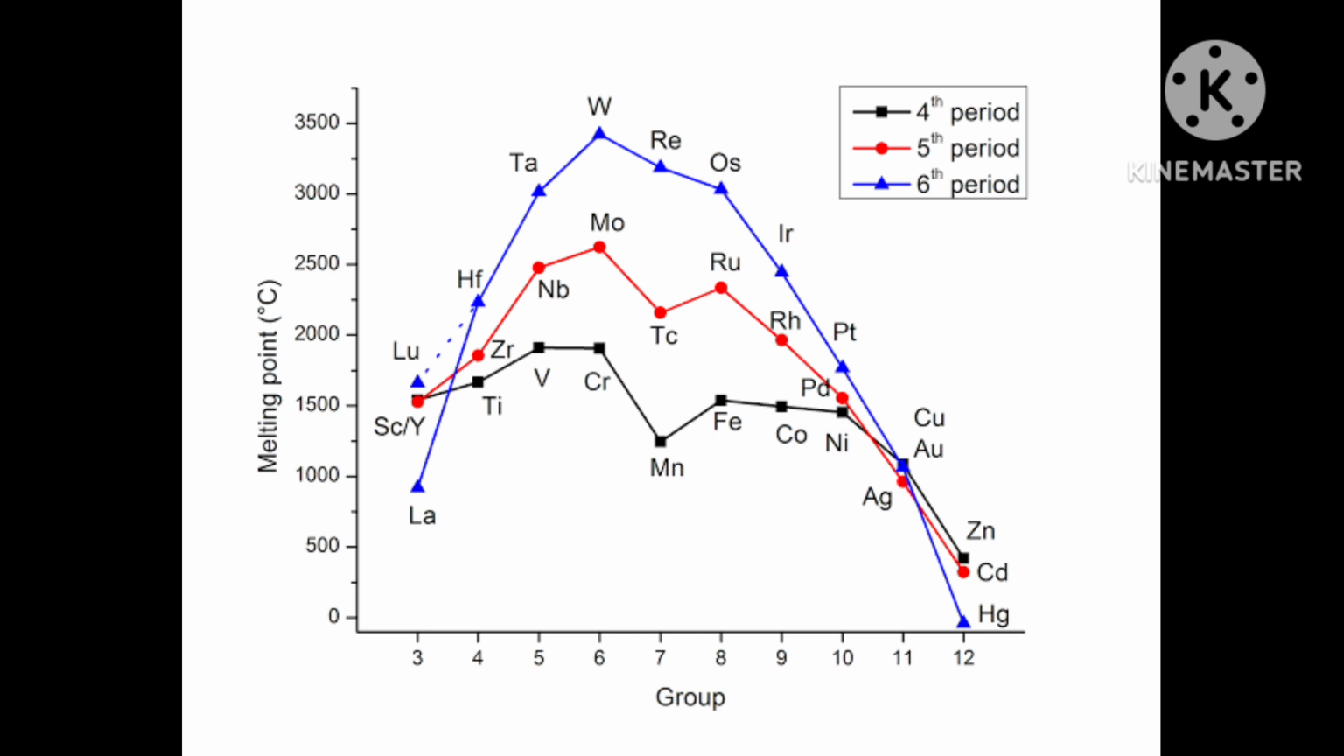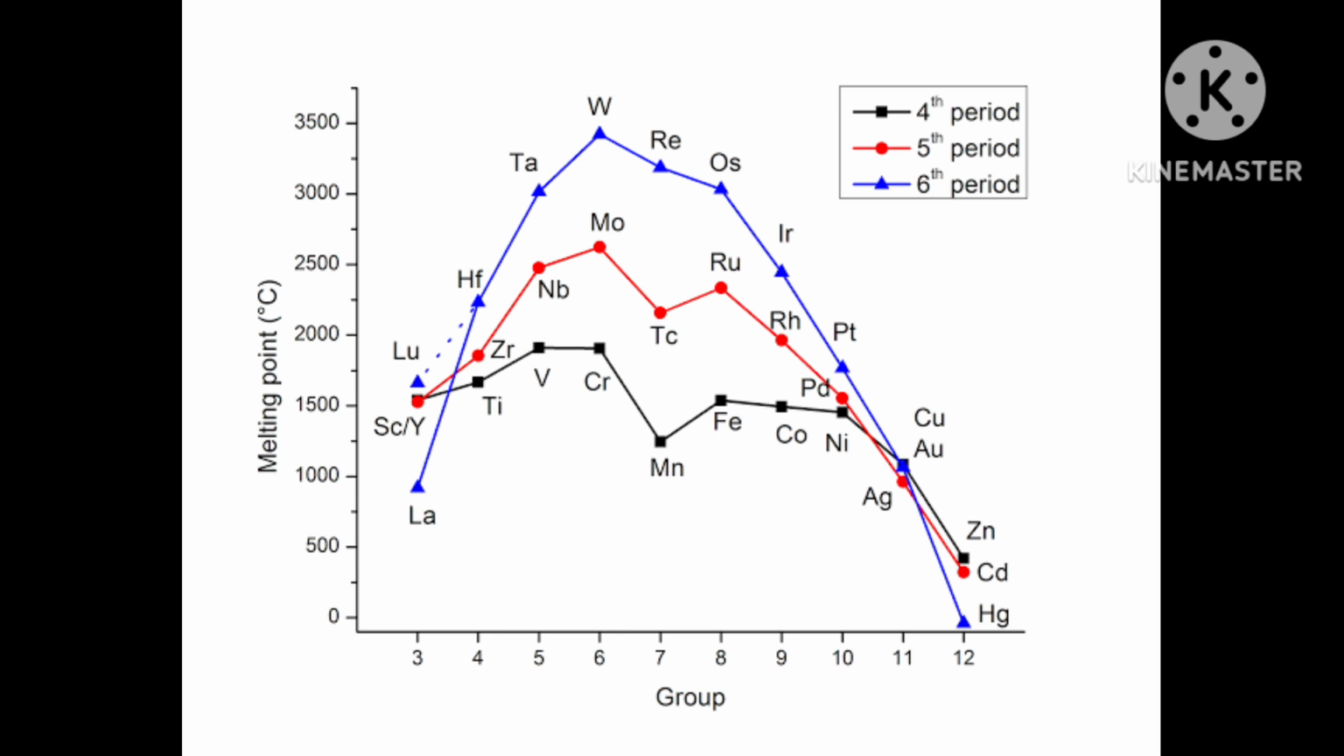hafnium, tantalum, tungsten, rhenium, osmium, iridium, platinum, gold, Hg. It is a little less. Okay, a little less, or you can say almost the same, but you can say a little less only. Then this radius is in nanometer.